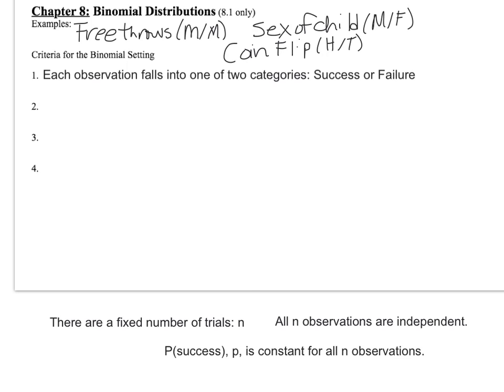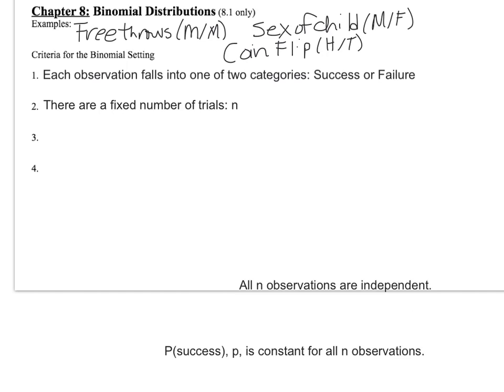The second piece is for binomial distributions. There are a fixed number of trials. So you have to be told ahead of time that you're only doing this 10 times or 20 times or 15 times. You can't have a countless number of outcomes. So this is going to be discrete. Geometric distributions, by the way, are the opposite. There can be infinitely many outcomes for geometric distributions.